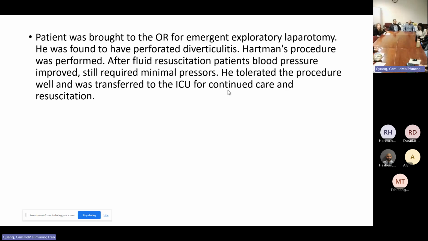So you take your patient to the operating room, you did an XLAP, they had perforated diverticulitis, you did a Hartmann's procedure. While in the operating room, anesthesia was pretty good. They gave the patient some fluid, blood pressure improved on some minimal pressors, not a lot. So you made the decision to bring up an ostomy and to close the patient. Then you transferred him to the ICU after surgery for continued care and further resuscitation.